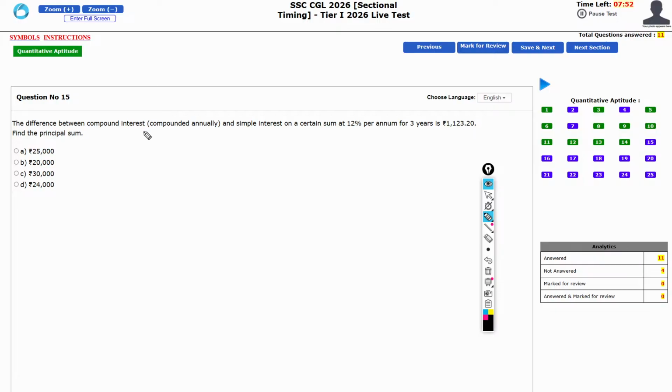If the difference between the compound interest annually and simple interest after some 3 years is this, find the principal. Okay. For 3 years, right? So it will take some work. I will skip it.